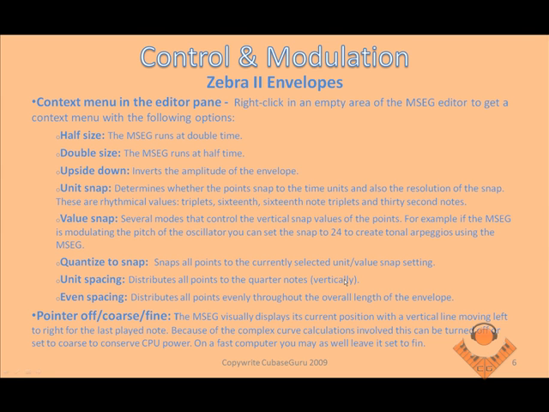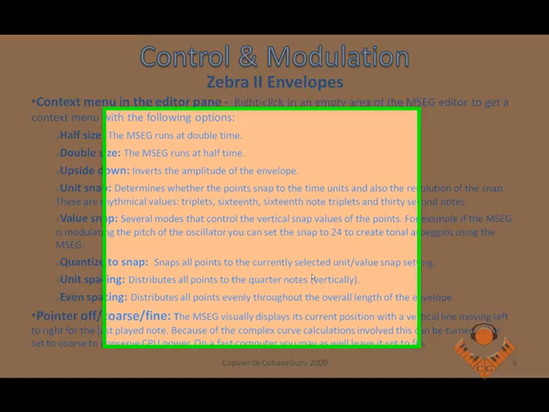Snaps all the points to the currently selected unit. Unit spacing distributes all the points to the quarter notes vertically. Even spacing distributes all points evenly throughout the overall length of the envelope. Let me just show you those 3.